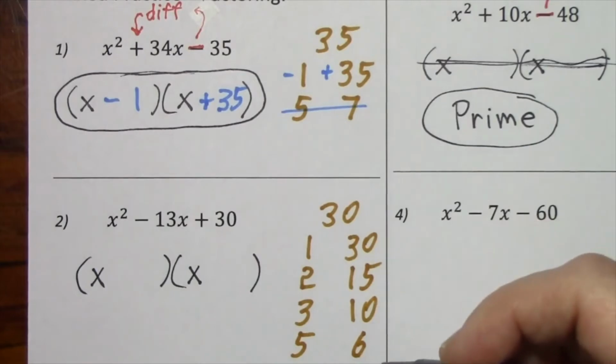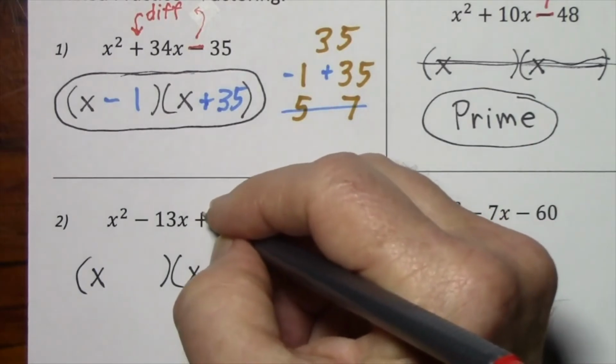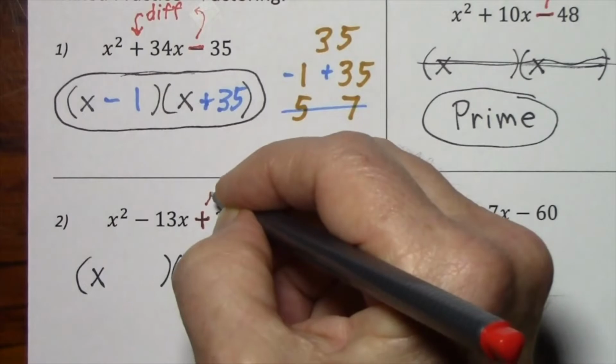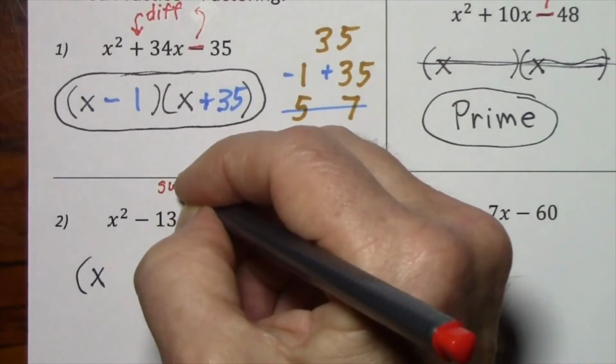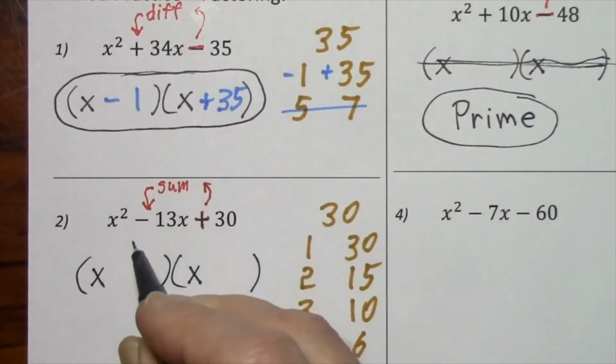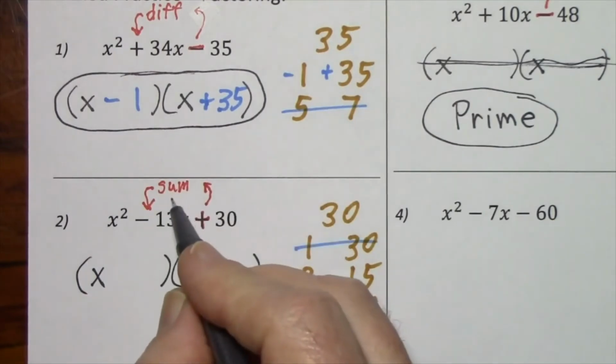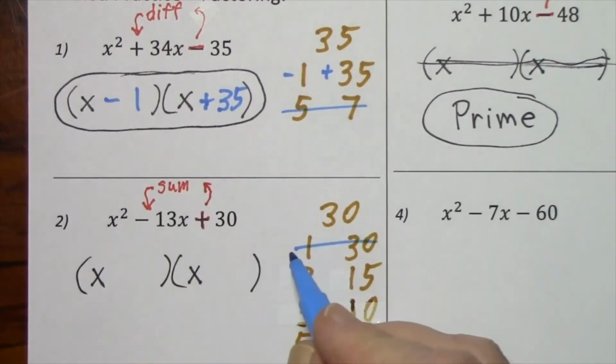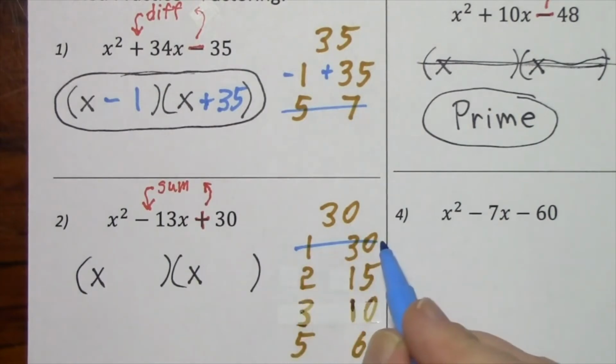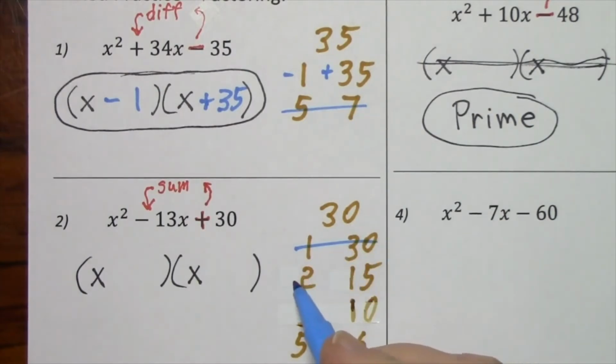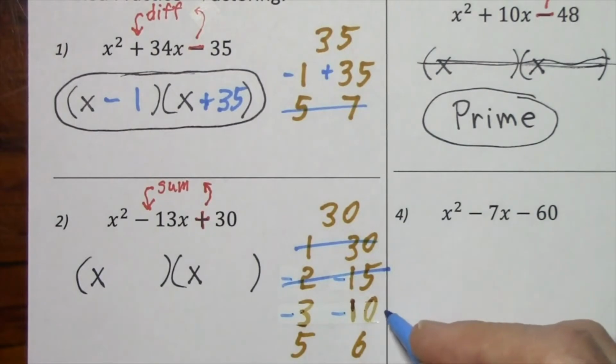So to choose which factor pair, I look at the sign of this term. It's positive. That means I want a sum of negative 13. Since I want a sum, the signs have to be the same. This wouldn't give me negative 13. If the signs are the same here, I'd get negative 17. That won't work. But here, I would get a negative 13. These two can't help me.